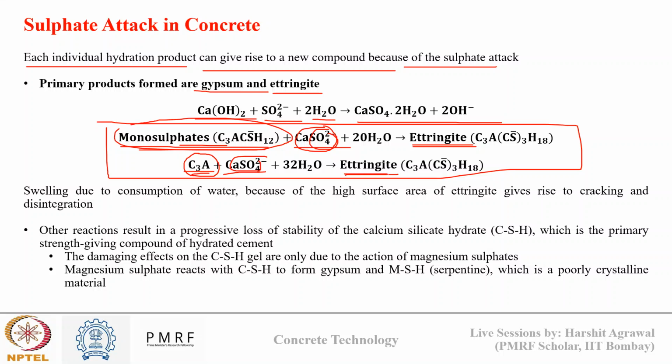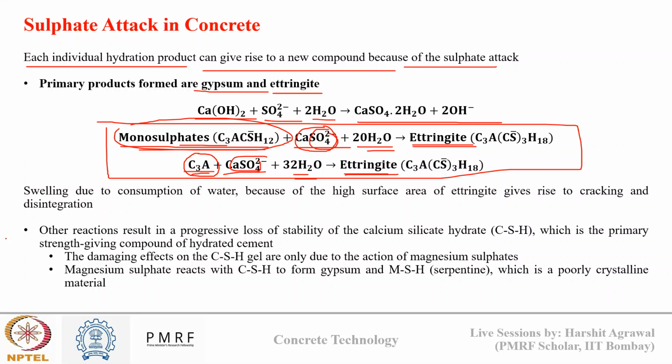Now what is the problem here? So if you observe the second and the third equation, this reaction consumes a lot of water. Okay, due to which swelling happens, and thus because of the formation of ettringite, which has a high surface area, it gives rise to cracking and disintegration of hardened concrete. Okay, why? Because we don't have enough free space in concrete to accommodate such a high surface area product and this swelling pressure, and thus there is disintegration or cracking inside concrete due to sulfate attack.